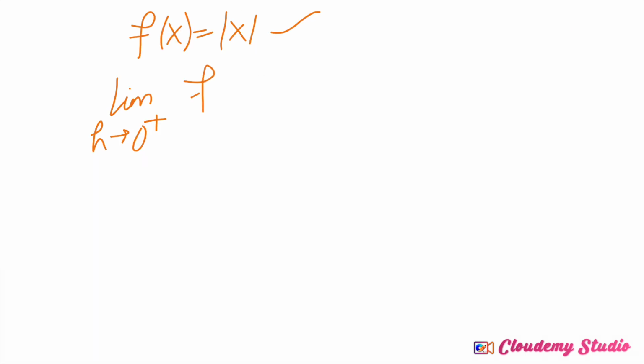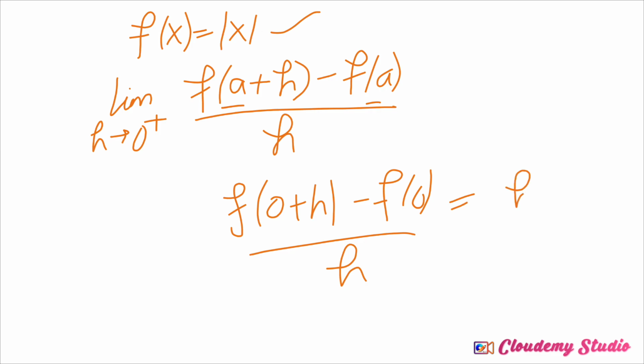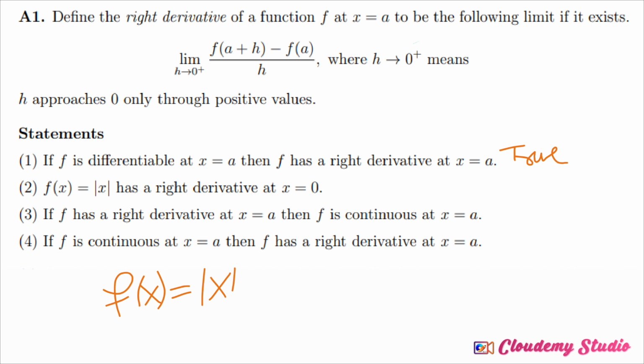The right hand derivative is f of a plus h minus f of a over h. Now here, if a is 0, then it becomes f of 0 plus h minus f of 0 over h. So this is h over h, which is 1. So f of x has a derivative. Yes, so what right derivative comes here? The right derivative is 1.